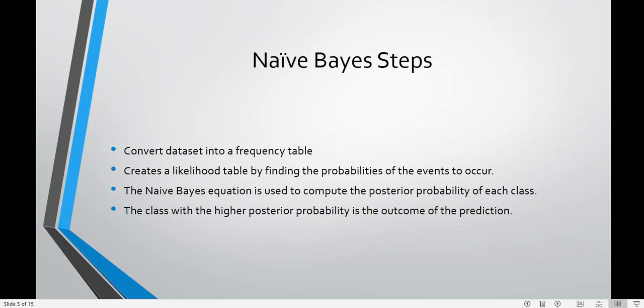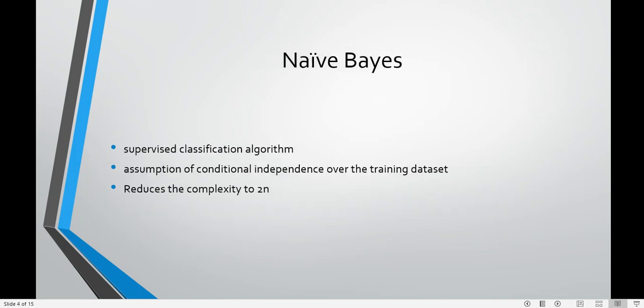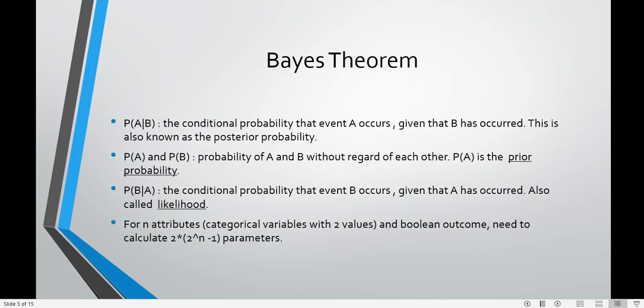The naive-Bayes equation is used to compute the posterior probability of each class. Again, the posterior probability is nothing but this conditional probability of event A given event B. Say I have a data set, a Titanic data set, where I have to find whether the person survived or not. Here we may have two possible target classes: one is survival equal to 1, another is survival equal to 0.